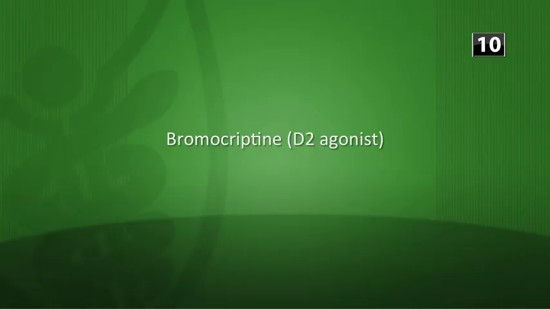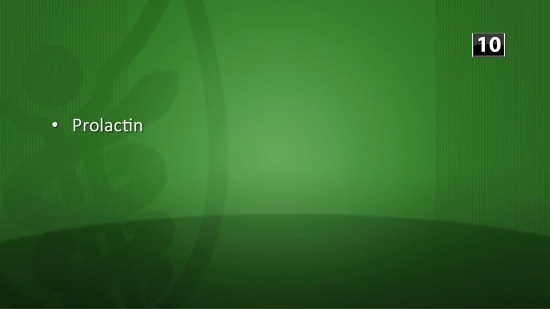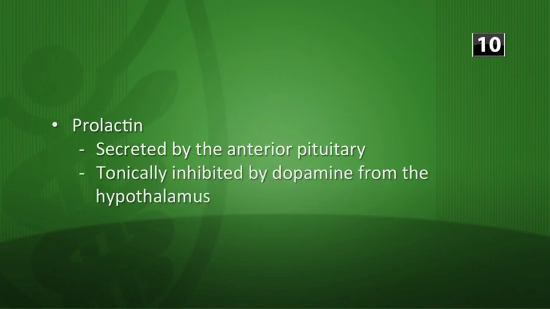Next question. In patients with a prolactinoma, what pharmacologic agent can be used to inhibit the release of prolactin? And then in normal physiology, how is prolactin secretion regulated? So the answer here is bromocriptine, and that is going to inhibit the release of prolactin. It is a D2 agonist and can be used in the treatment of a prolactinoma. In normal physiology, prolactin is secreted by the anterior pituitary, and it is tonically inhibited by dopamine from the hypothalamus.